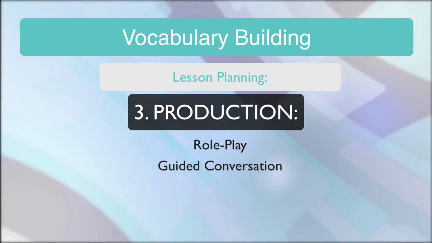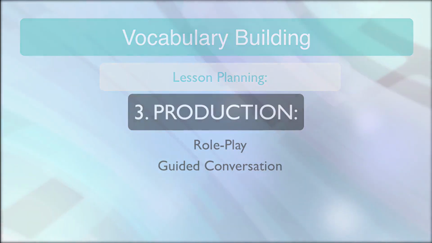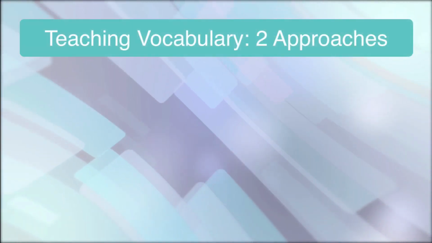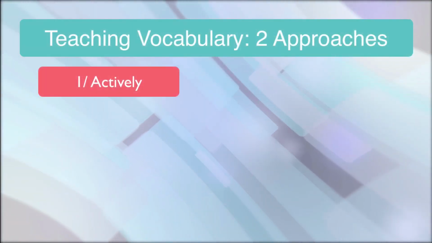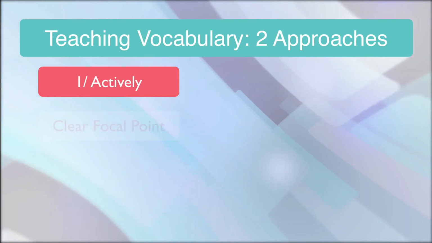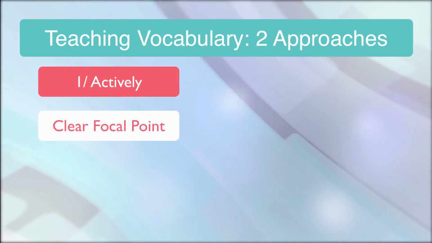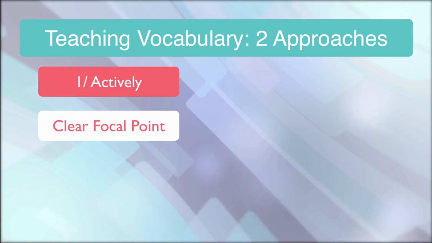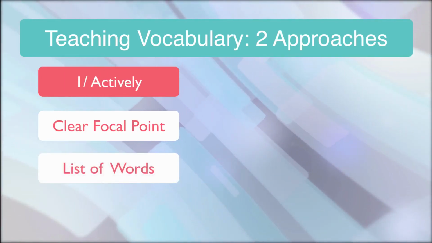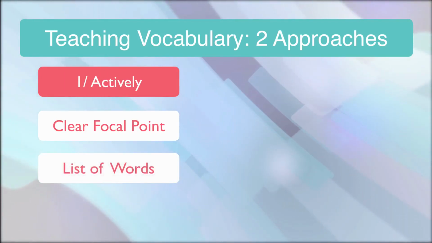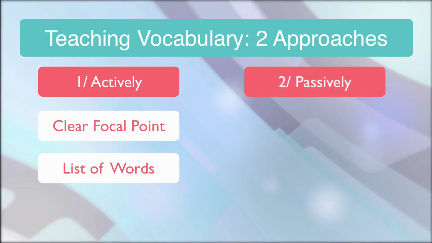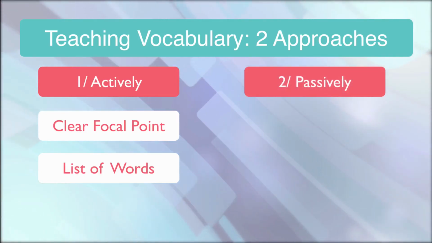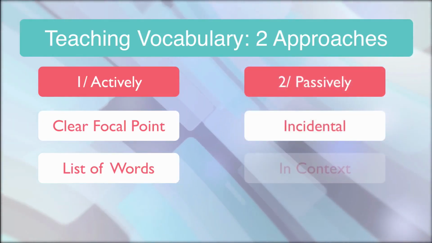So how do I teach vocabulary other than by level? You can teach vocabulary in two ways. You can do it in a more explicit, more active way, when you say, look, the focal point of this activity or this lesson is to assimilate this list of words. So that's one way of approaching it. And the second way is more incidental, more unconscious. So in context, in other words.